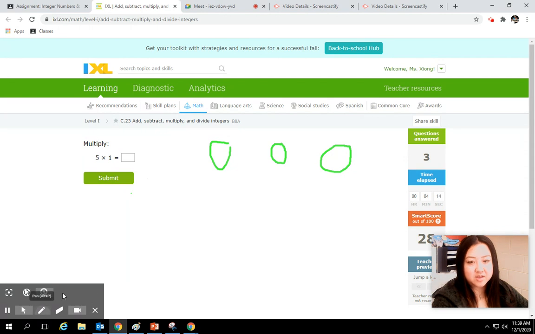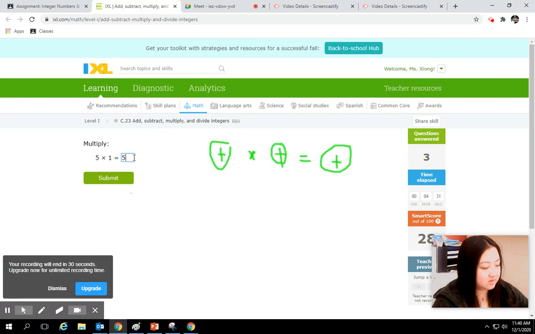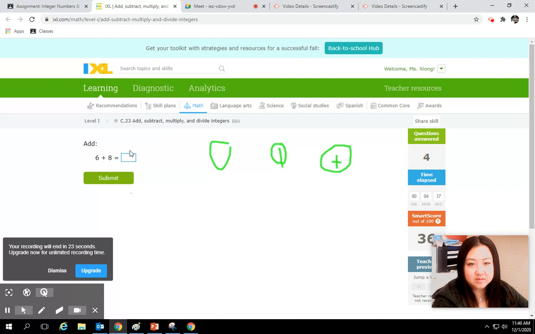Now we're multiplying. We have a positive multiplied by a positive. What's 5 times 1, Ishmael? 5. It is 5. So a positive times a positive is a positive. I will add these notes in for you guys too. And then 6 plus 8, positive plus a positive.